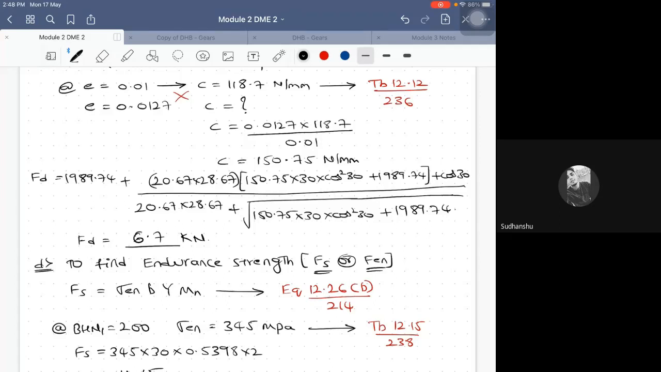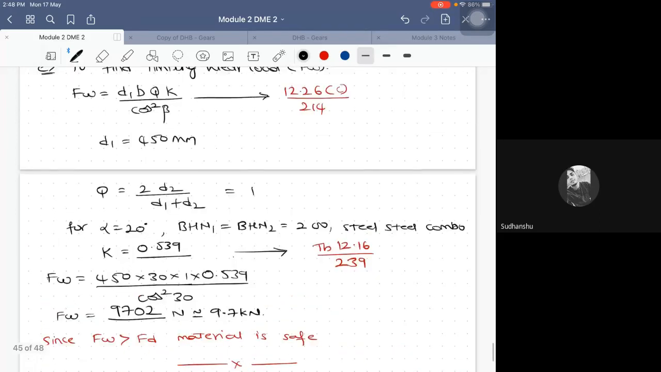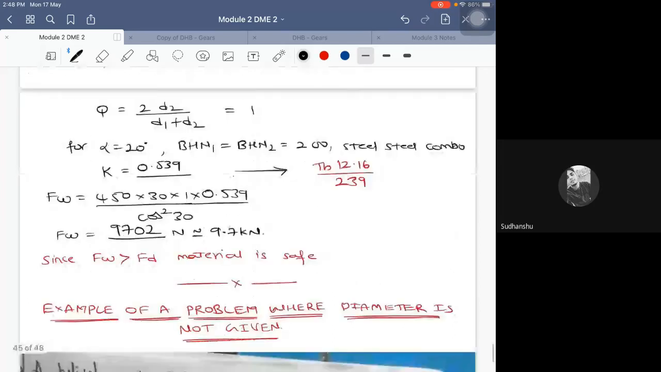Okay. Fine. Now, the wear load is 9.7 kilonewton and the dynamic load is 6.7 kilonewton. So it is definitely greater than the dynamic load. So the material is safe, and there our problem ends.